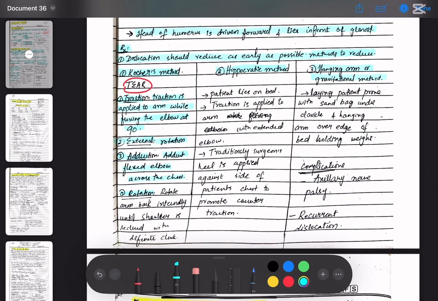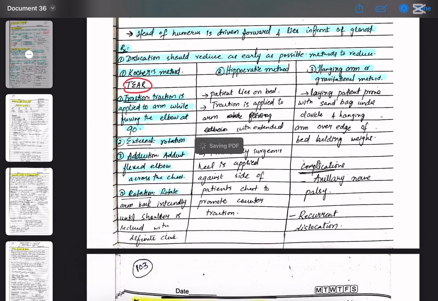So first of all, what will you do? You will do the traction, then you will do the extension, external rotation, and then you will do the adduction. And at the end you will do the rotation, that is rotate arm back internally until shoulder is reduced with definite clunk. So this is the method for the shoulder dislocation, that is Kocher's method. This is one of the major methods for the dislocation.